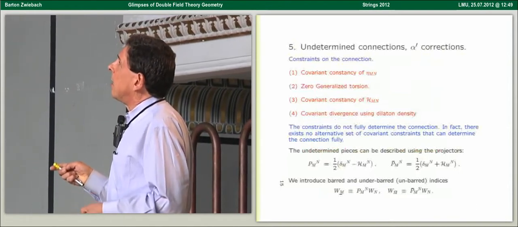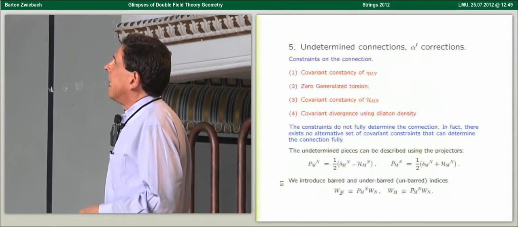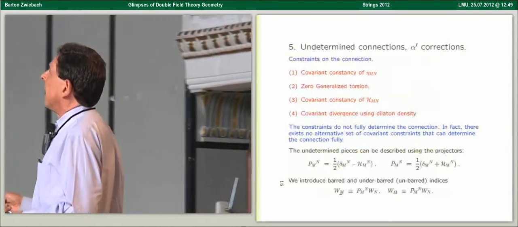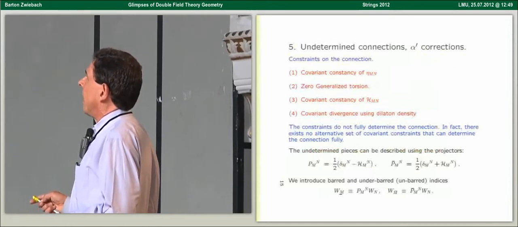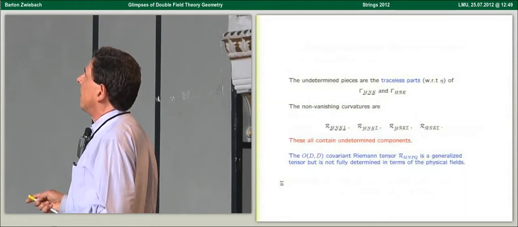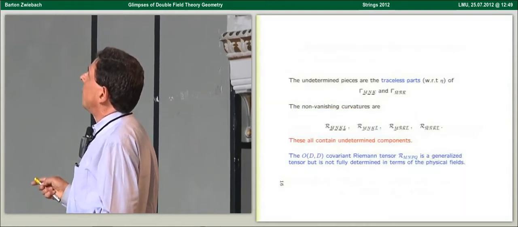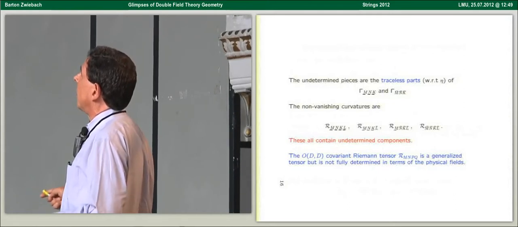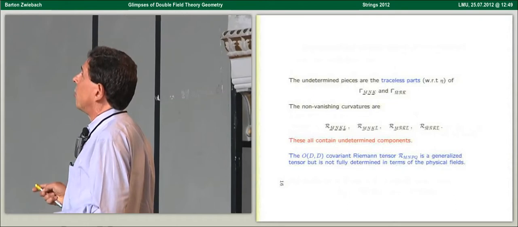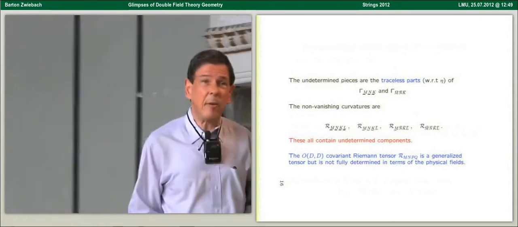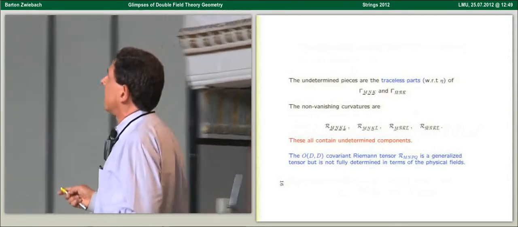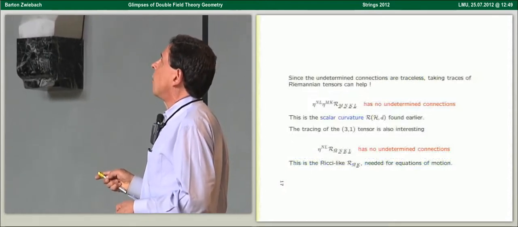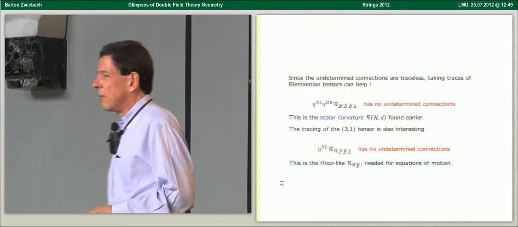You have a connection, and ideally you should determine the connection with some constraints, but this turns out to be impossible. You can't fully determine the connection, so in terms of projections using the generalized metric, you have barred indices or unbarred indices according to how you project, and there are some undetermined pieces of the connection, traceless pieces. The non-vanishing curvatures in those projected symbols are these ones, and they all contain undetermined connections. So the generalized Riemann tensor is pretty good, but it contains parts of connections that can't be determined. Nevertheless, when you take a sufficient number of traces, you obtain the scalar curvature we found before and the Ricci tensor we found before.